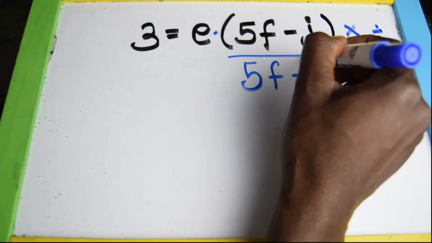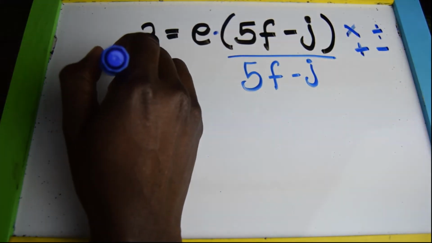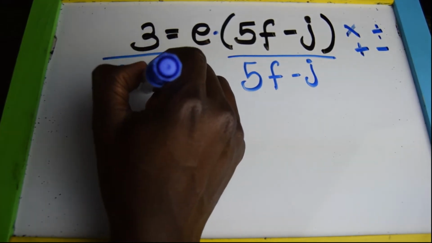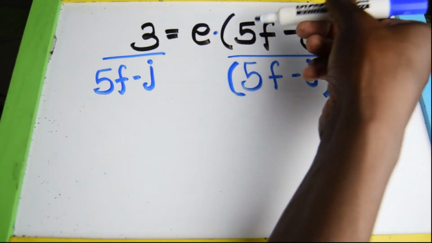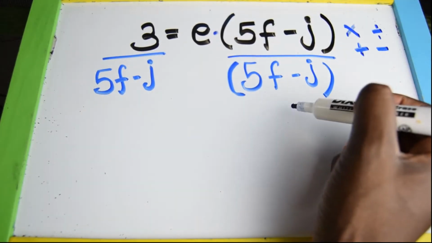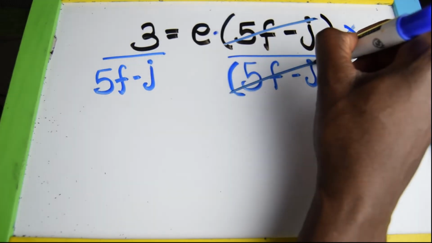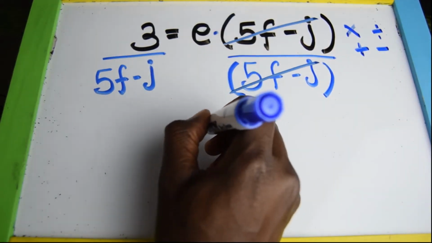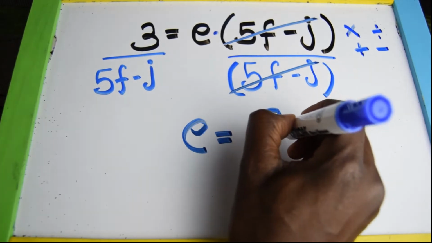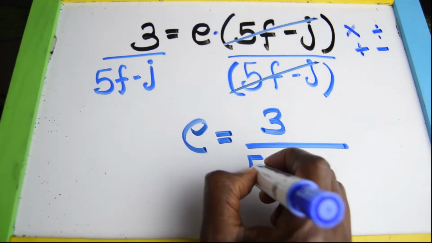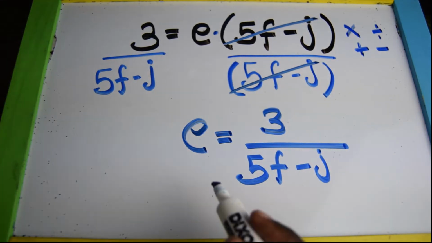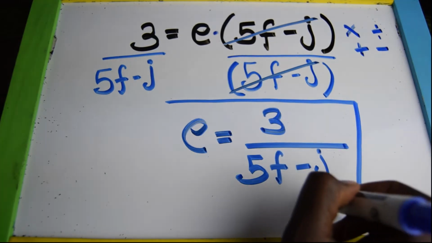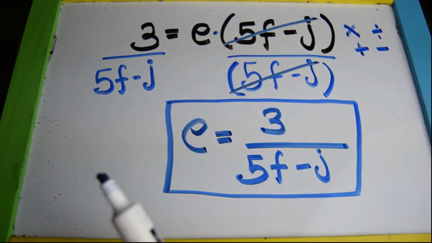So this divides 5F minus J, and this side divides 5F minus J. The good thing about division is that if the numerator and the denominator are the same, then they can cancel out. So this cancels that, so that you have E equal 3 divided by 5F minus J. And that's your answer. E equal 3 over 5F minus J.